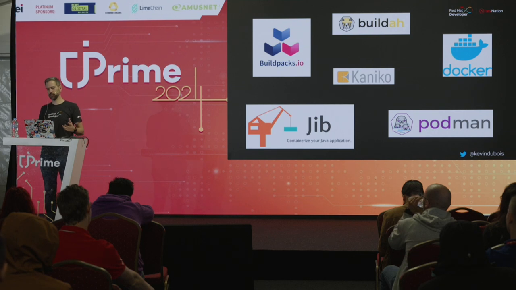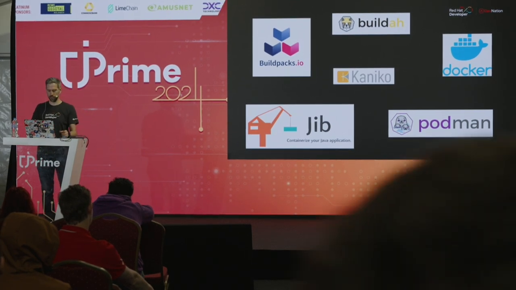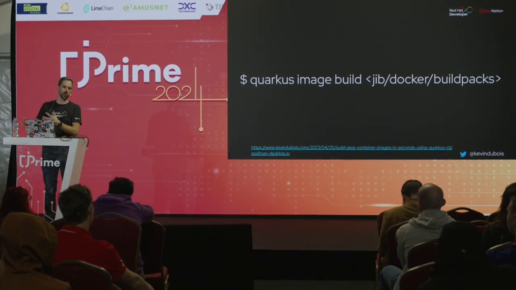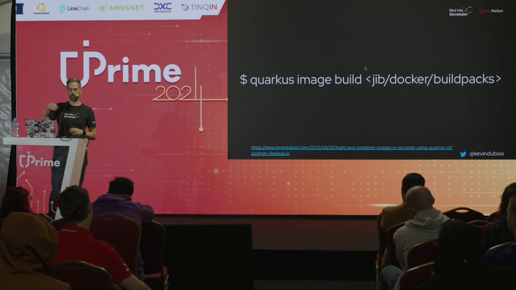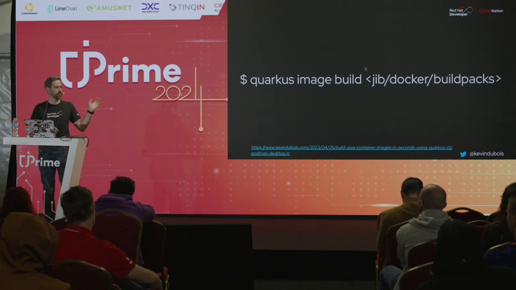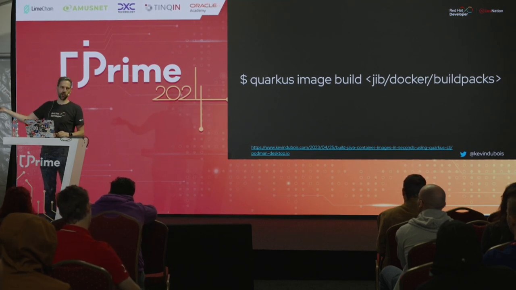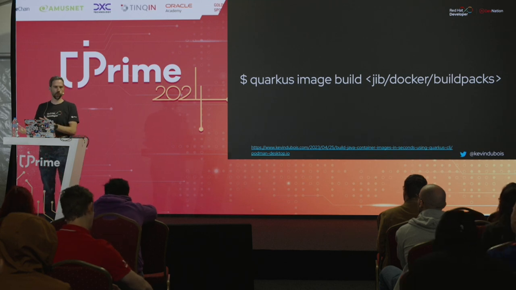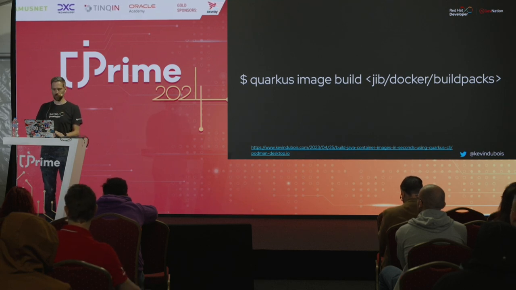So it's not so ideal if we want to make our life interesting, and life is short, right? So one way you can get around that, and again, I'm a little bit biased towards Quarkus, but you can just do quarkus image build. You can say, I want to build it using Jib, I want to build it using Docker or Podman or with Buildpacks, and it will just build your application in a container on the fly, without really needing to know much about how to build containers.